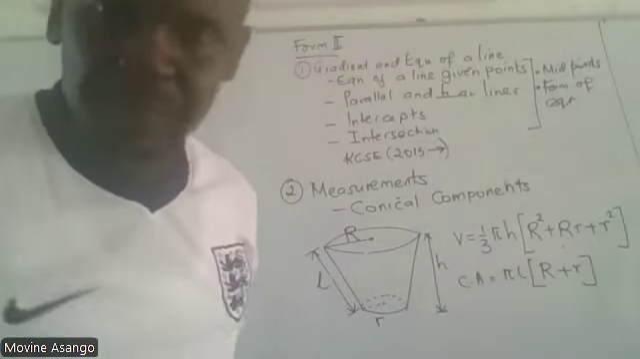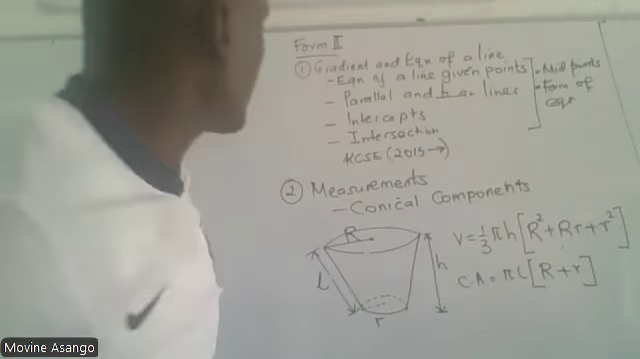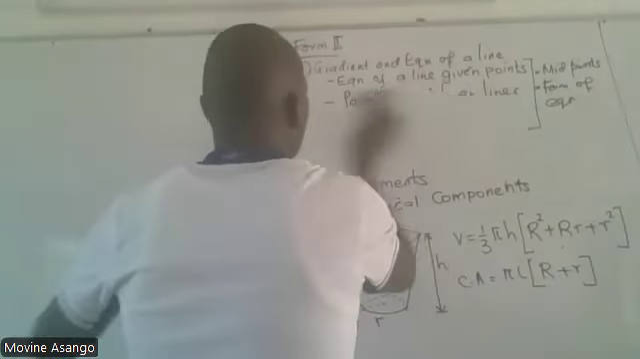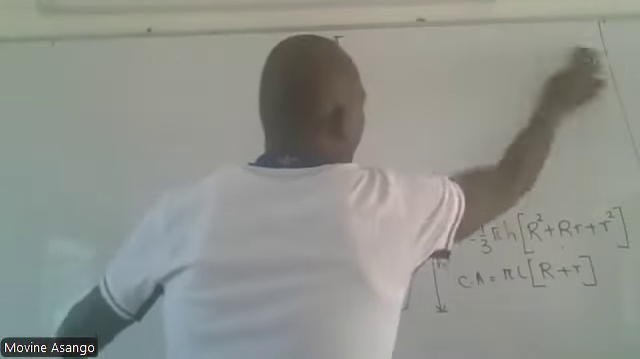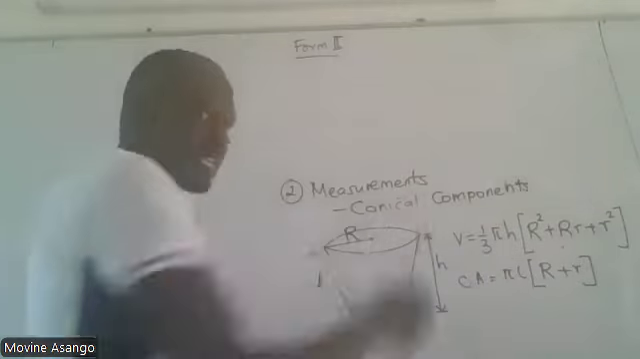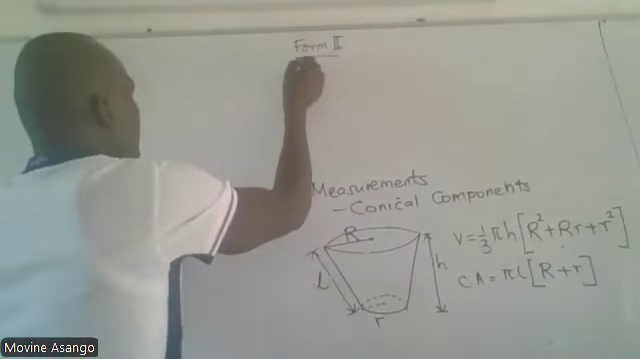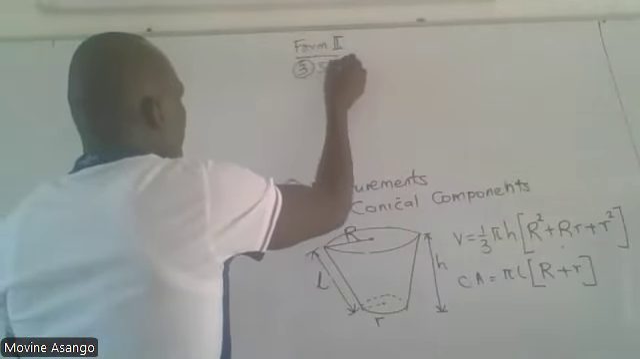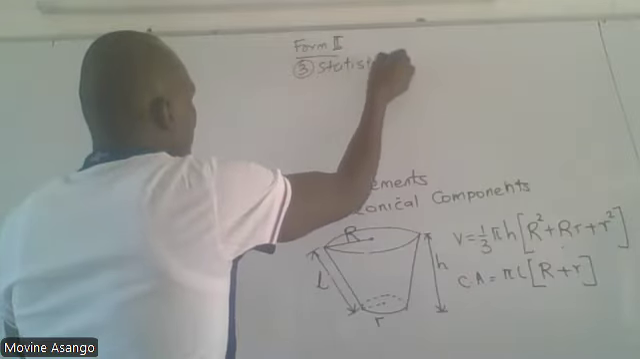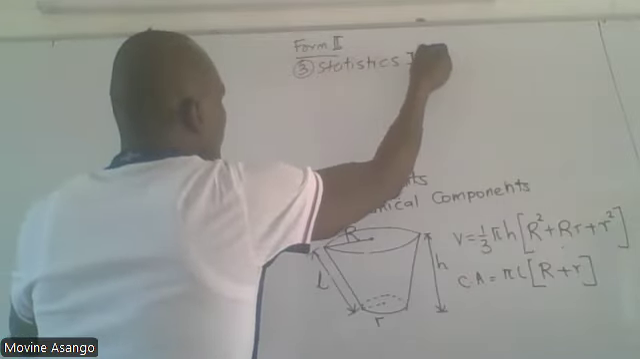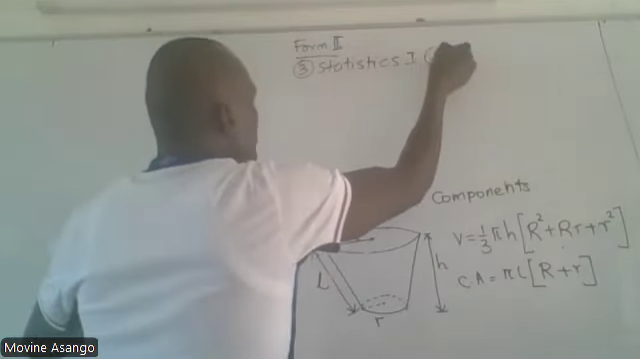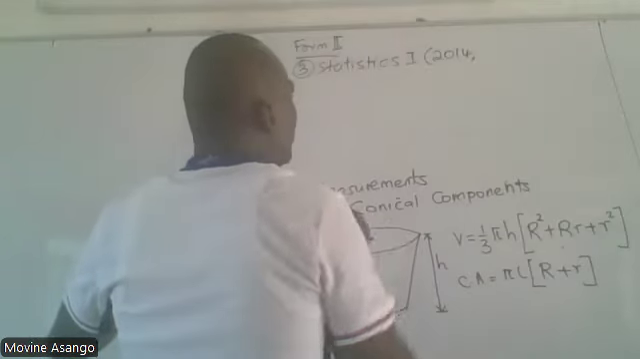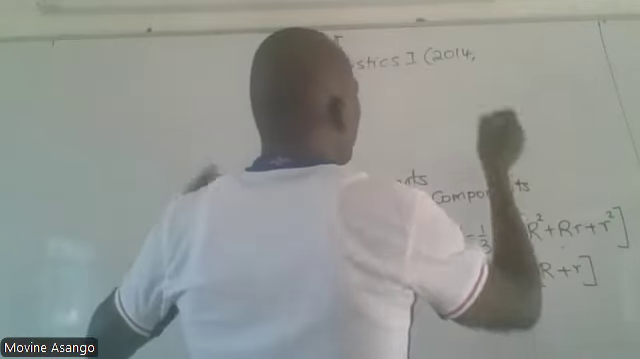Measurement. Number 3, statistics 1. I said there are 7. Number 3, statistics 1. Please, we will look into KCSE 2014. Then we look into the last 5 years.